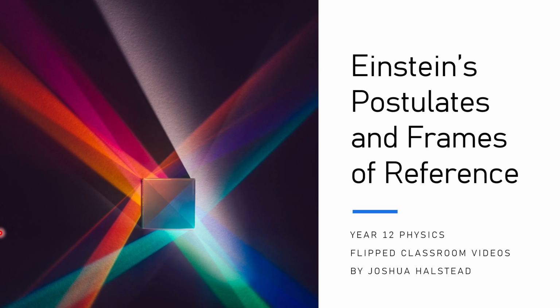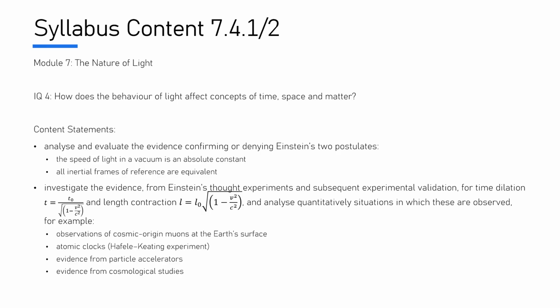G'day, in this video we're going to be exploring Einstein's postulates and frames of reference. In this video we're going to be starting to work on the fourth and final dot point for this module. And in it, we're looking at how the behavior of light has impacts on how we understand time, space, and matter. What we're referring to here is Einstein's theory of relativity, in particular, his theory of special relativity, which is the one that we're going to be focusing on in this inquiry question.